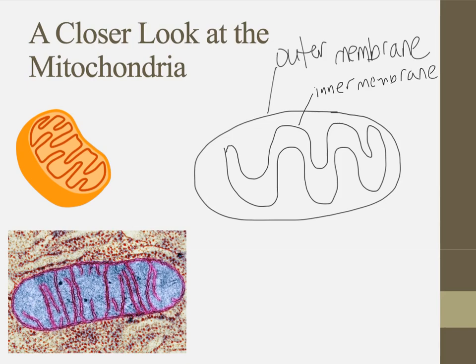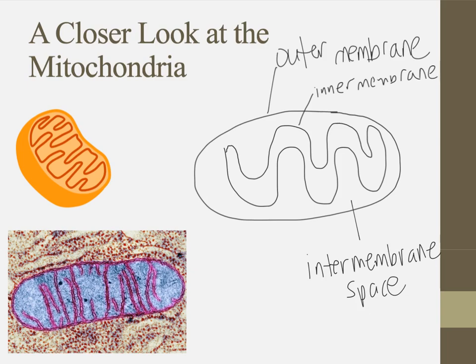Okay, and what we've got here is a space between the outer membrane and the inner membrane. Okay, and listen to how genius this is. This is called the intermembrane space, which means between. The space between the two membranes.